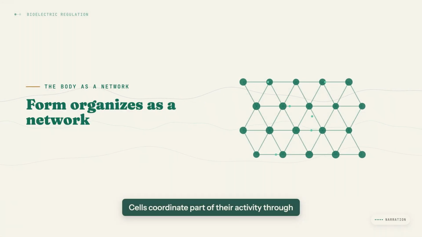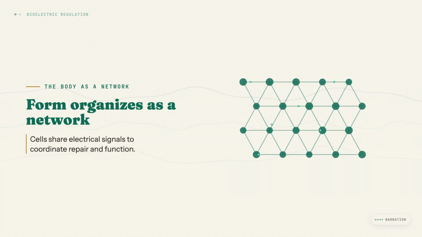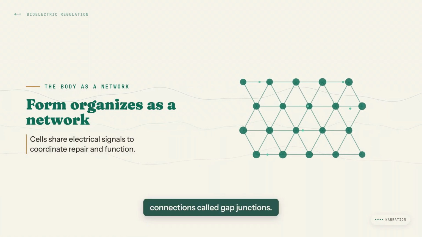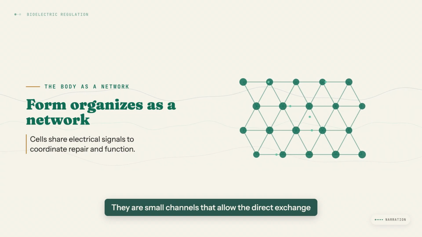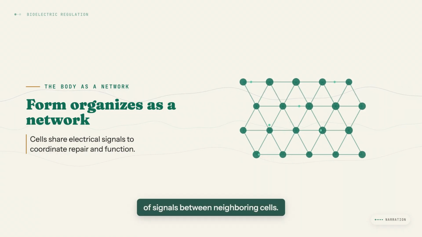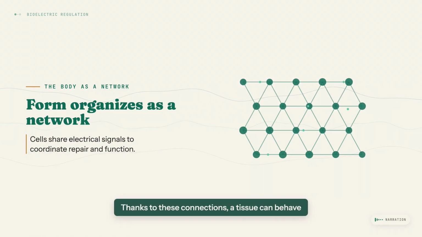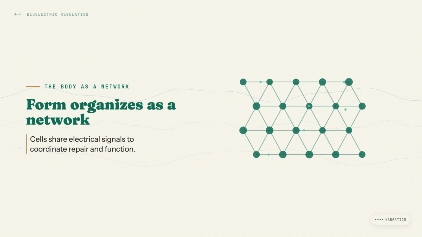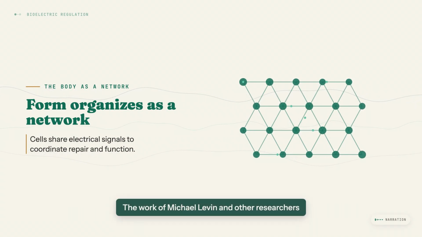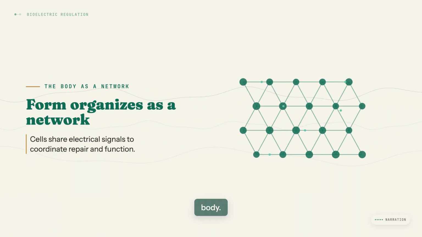Cells coordinate part of their activity through connections called gap junctions. They are small channels that allow the direct exchange of signals between neighboring cells. Thanks to these connections, a tissue can behave as a coordinated network of interdependent cells. The work of Michael Levin and other researchers shows that bioelectric patterns take part in the organization of form and that a local alteration can generate responses in distant regions of the body.